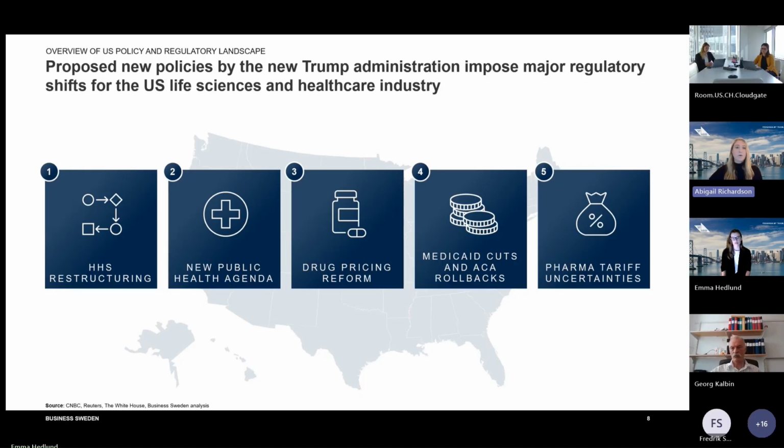For each of these categories we're going to go into greater detail, but just at a high level, we're seeing the Department of Health and Human Services undergoing an overwhelming restructuring. They're getting different departments, and they're actually cutting a lot of staff. We'll talk more about that and how that's impacting business here in the U.S.